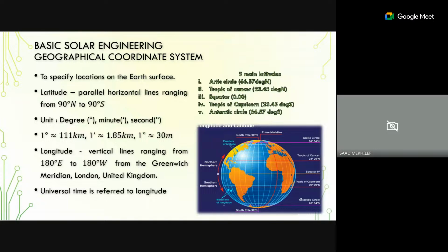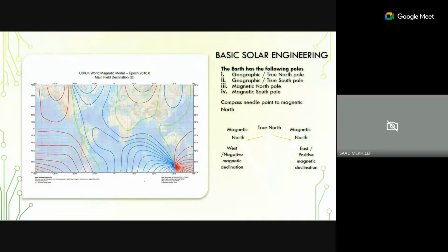If you look at this, you can see how the Earth is located in different zones, and the calculations: how we convert degrees to kilometers, minutes to kilometers, and seconds to meters. The equator is usually referred to as 0. The Tropic of Cancer is 23 degrees north. The Arctic Circle is around 66.57 north, and so on, and the south is the same.